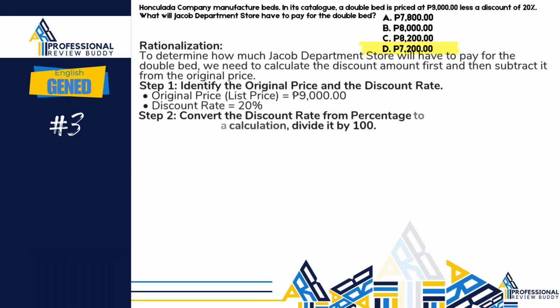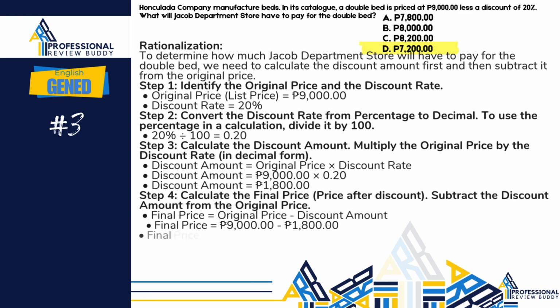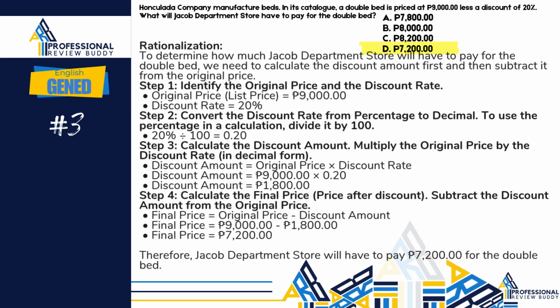Rationalization. To determine how much Jacob department store will have to pay for the double bed, we need to calculate the discount amount first and then subtract it from the original price. Step 1. Identify the original price and the discount rate. Original price, list price, equals 9,000 pesos. Discount rate equals 20%.